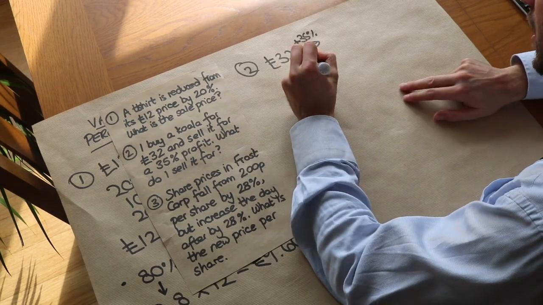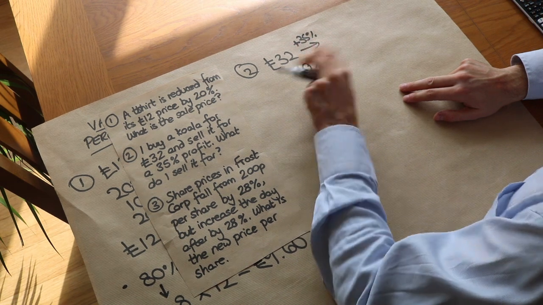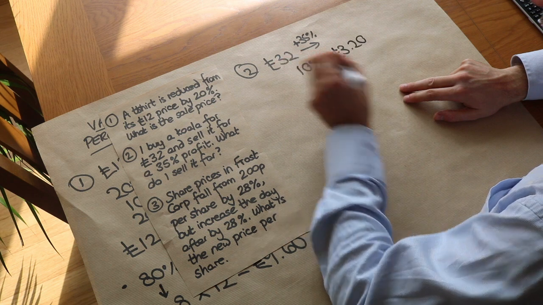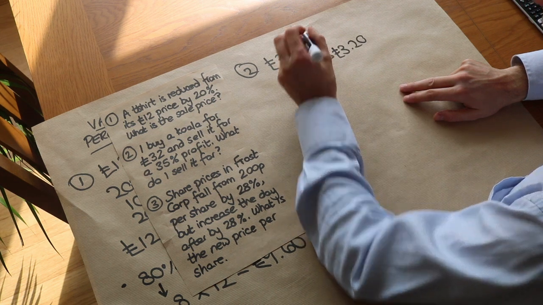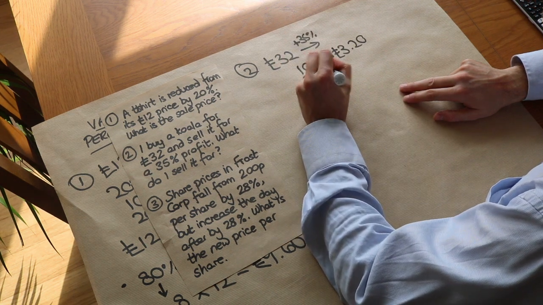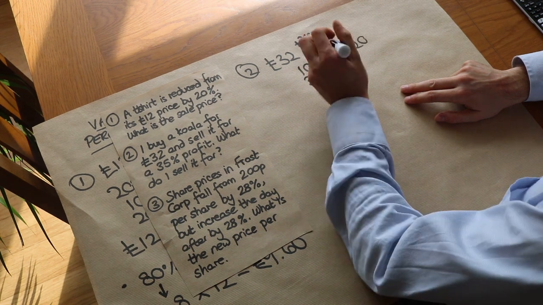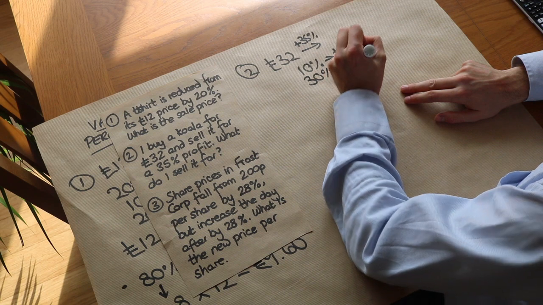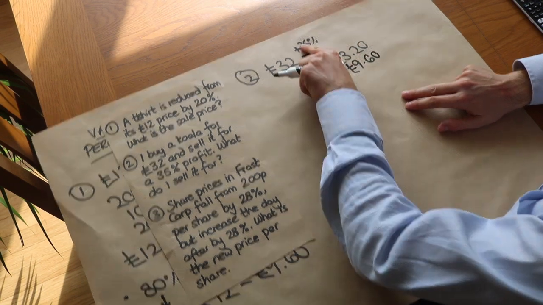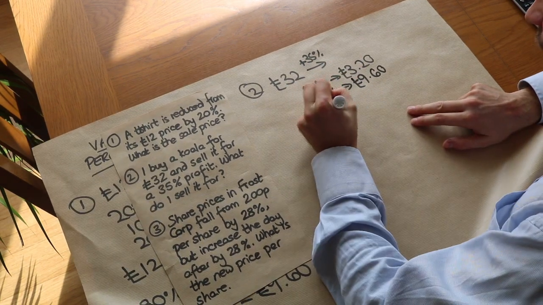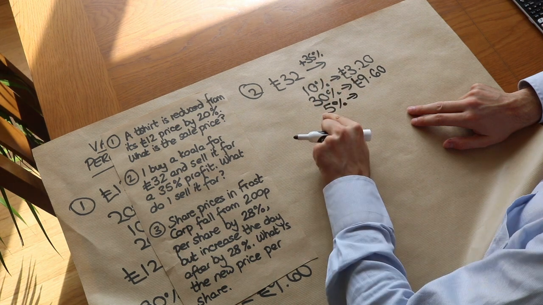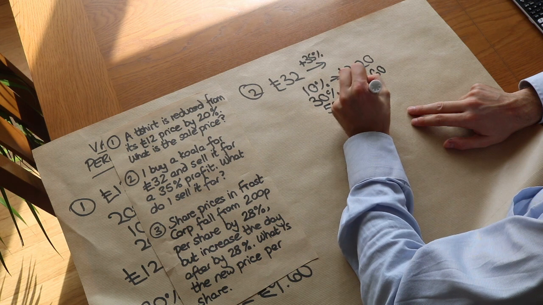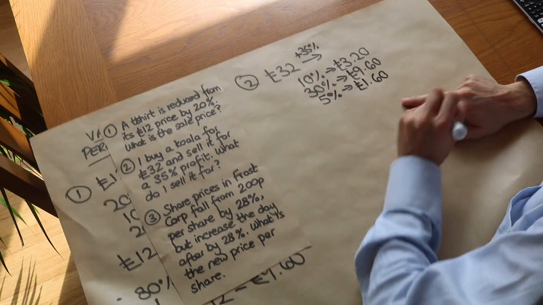So we first find 10%. So 10% of £32 is a tenth of it, which is £3.20. Then we could find 30%. So 30% is 3 times as much as 10%. So we do that times 3 and we get £9.60. Now we need to make up 35%, so we need an additional 5%. 5% is half of 10%, so we halve £3.20, and that's going to be £1.60.